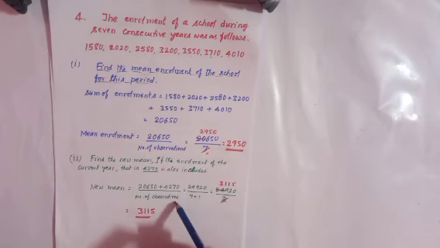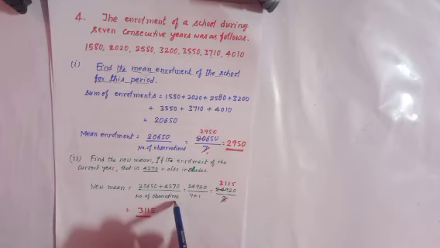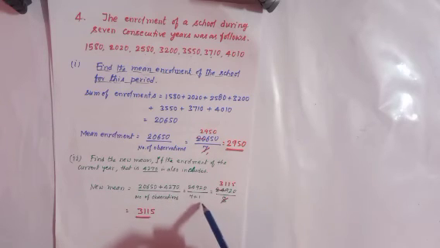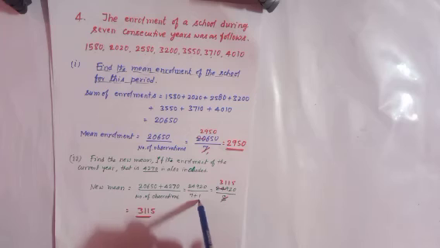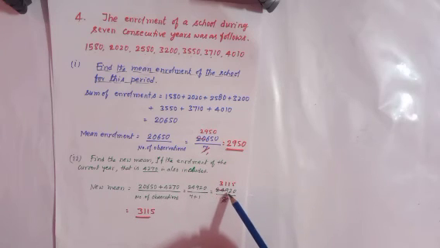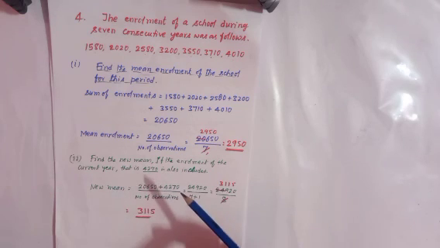24,920 divided by the number of observations, which will change. One more enrollment is added, no? So it will become 8 in total. When we divide 24,920 by 8, we get 3,115. So new mean equals 3,115. So this is about the fourth one.